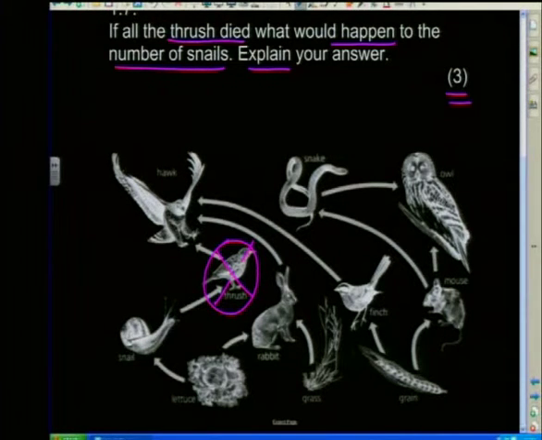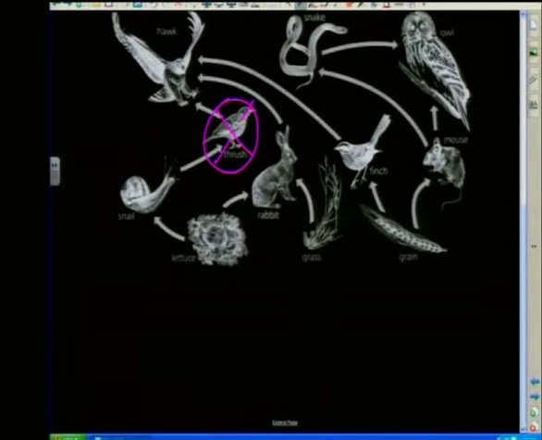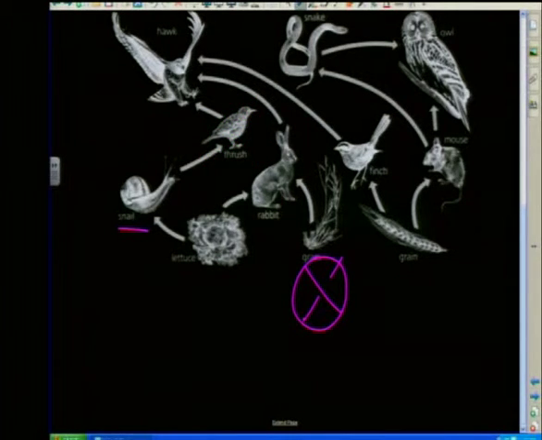Very interesting question. So let's extend this page a bit, guys, and let's see what happens. If we were to take out all the thrush from this ecosystem, we've got to look at what the thrush fed on. The thrush would feed on snails, and if we were to eliminate the thrush, let's move this back there, guys. Okay.